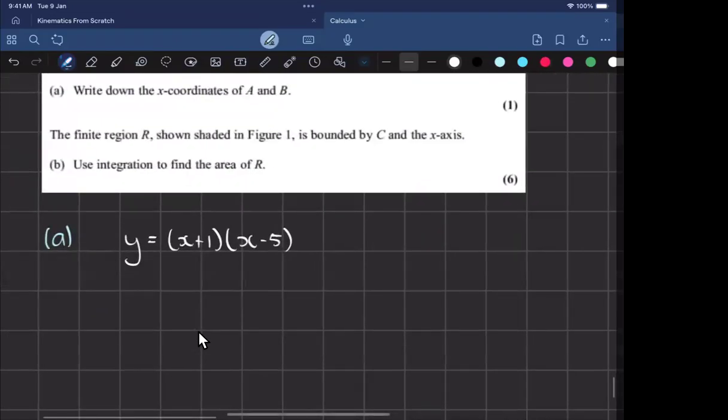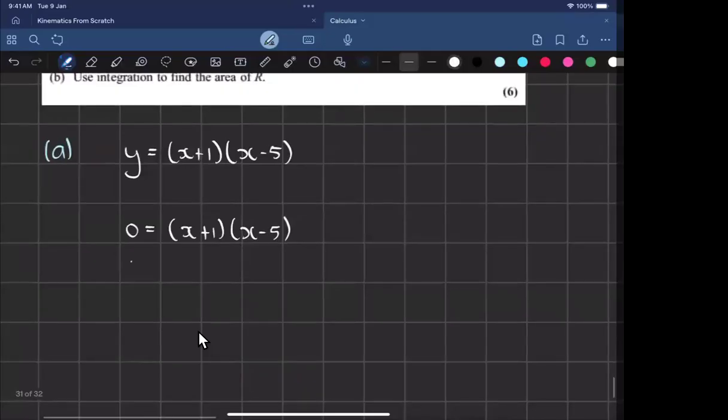So that is why you're going to say 0 is equal to (x plus 1) times (x minus 5). That's why you do that. And then you're going to say x plus 1 is equal to 0, x minus 5 is equal to 0. So x is equal to minus 1, x is equal to 5.